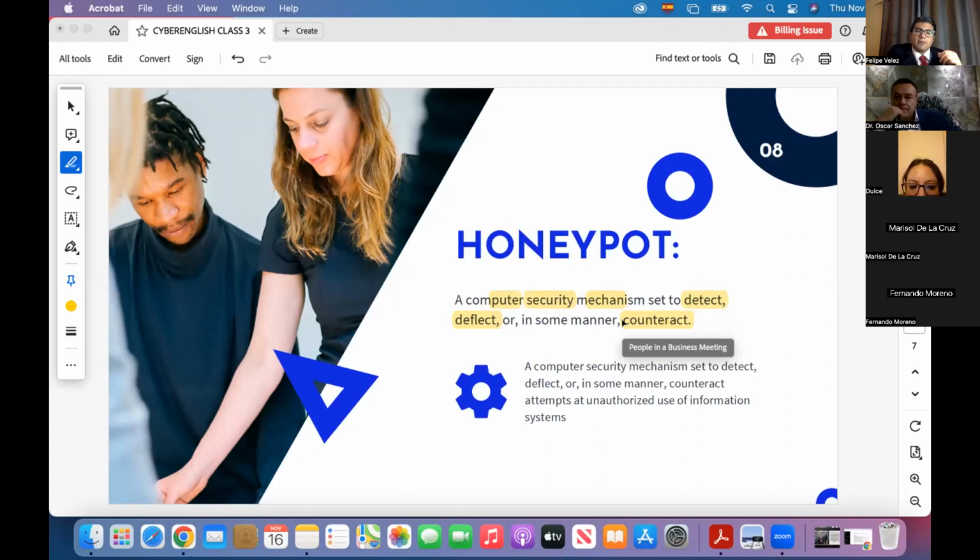Ok. Solito, Oscar. Vamos. Honeypot, rapidísimo. Honeypot, a computer security mechanism set to detect, deflect, or in some manner counteract.